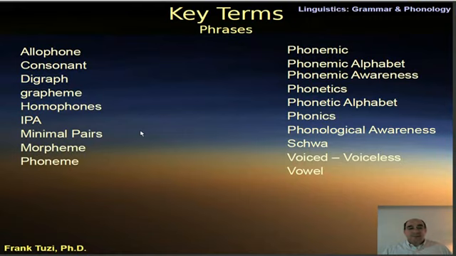A homophone: two words that sound the same but are written differently. The IPA we've talked about. Minimal pairs, okay? Only one sound difference. A morpheme, okay? Not the drugs that you take when you're in tremendous pain, but a morpheme is the smallest meaningful unit. A phoneme is the smallest sound unit that has meaning. Phonemic we've talked about. The phonemic alphabet or the phonetic awareness, we've also looked at those. The phonetic alphabet and the phonemic alphabet, for all intents and purposes, are going to be the same for us. We will look at phonics a little more next time.